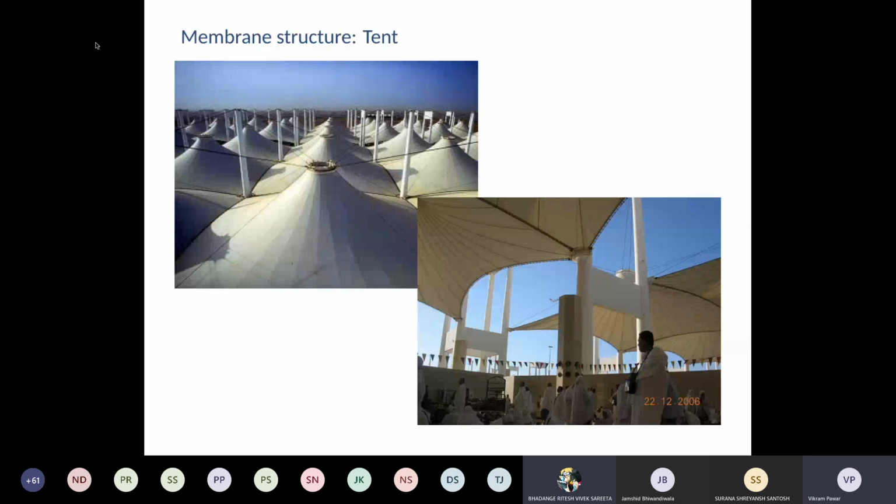Examples of membrane structures are these. Obviously, there are some cables.